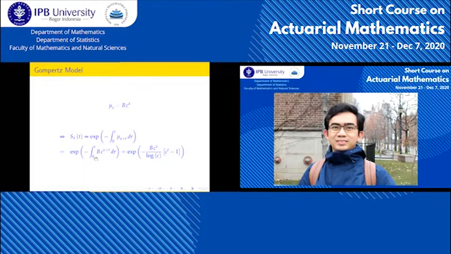Okay, and then we integrate this expression, and we have negative of B times c to the x divided by the natural logarithm of c, times c to the t minus 1. Okay, I will let the participants prove this expression, from this integral to the result.